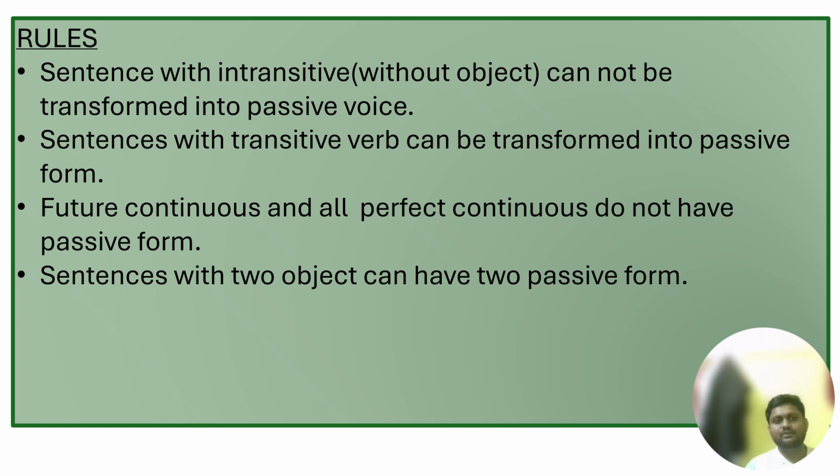The other important rule is that future continuous tense and all the perfect continuous tenses, such as present perfect continuous tense, past perfect continuous tense, as well as future continuous tense, cannot be converted into passive form. If a sentence has two objects, then we can convert two passive forms of that sentence.